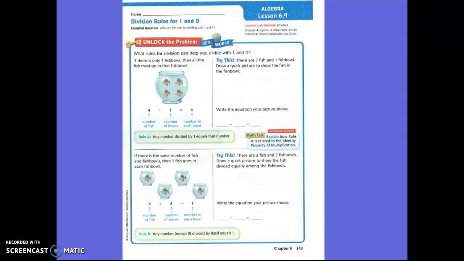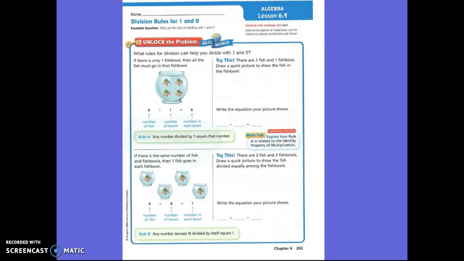Boys and girls, today we are going to divide using the rules for 1 and 0. Okay. Read the question on the first line. What rules for division can help you divide with 1 and 0?